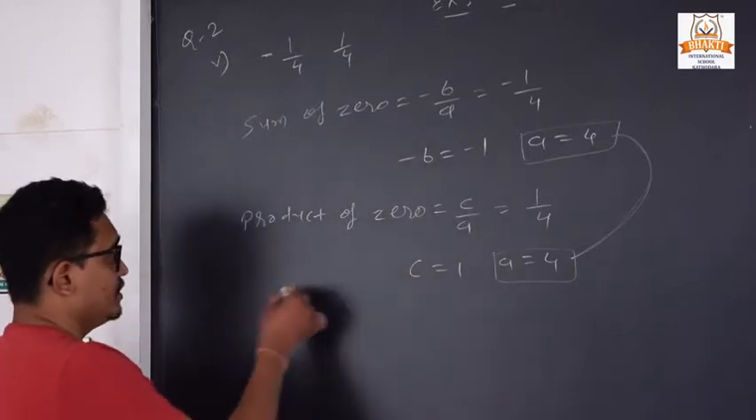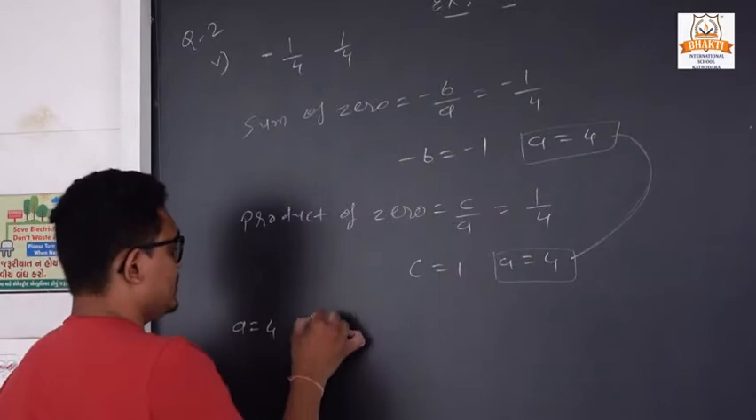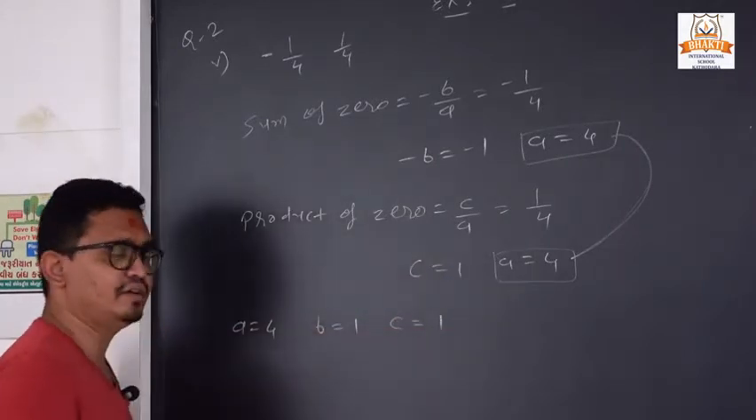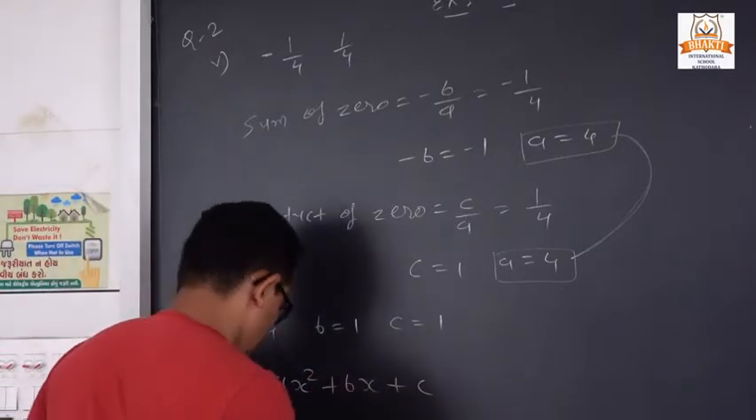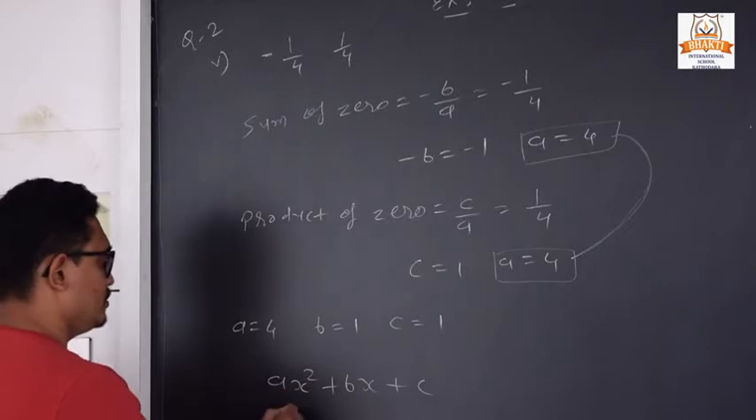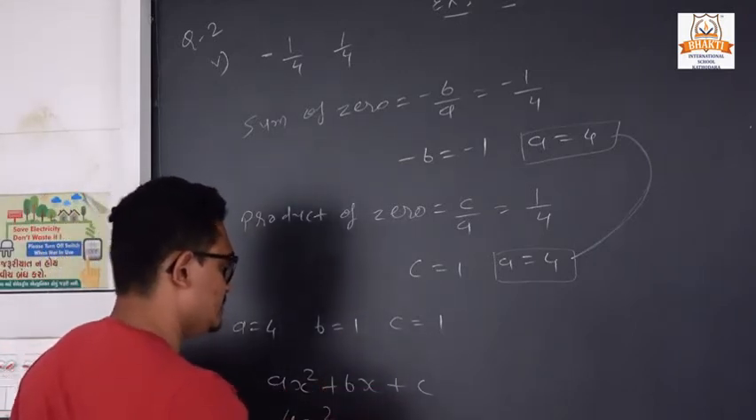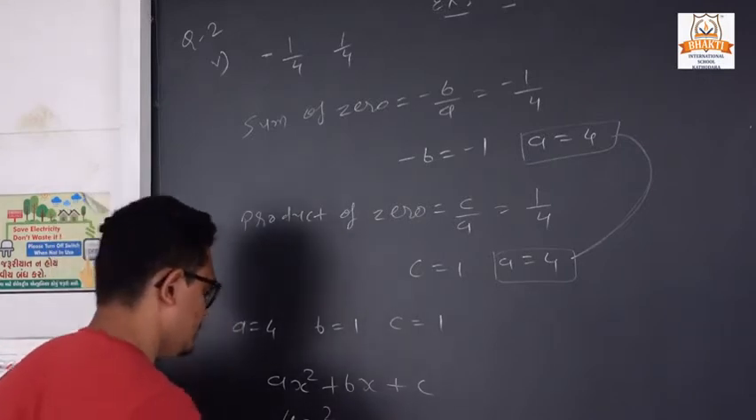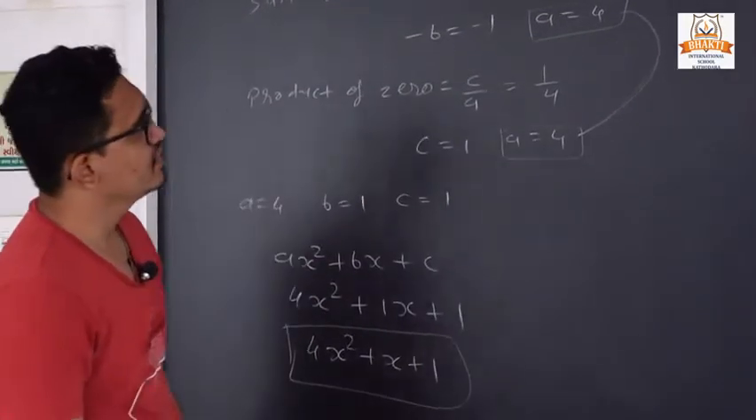Now a is equal to 4, minus minus becomes plus, so b is equal to 1 and c is also equal to 1. Now we will put that value in our standard form. So it is 4x square plus 1x plus 1. We can also write it like that, 4x square plus x plus 1. In both situations the answer will remain the same.